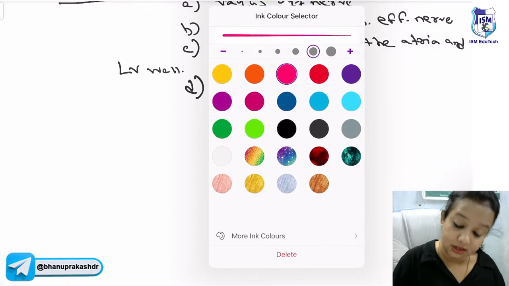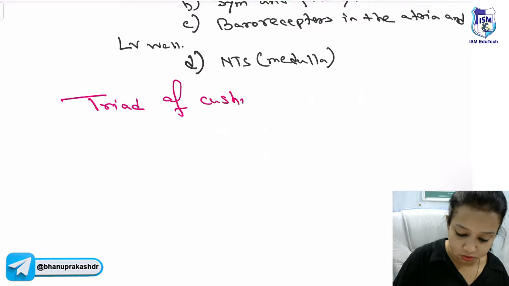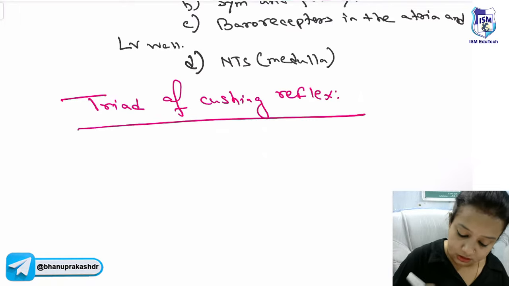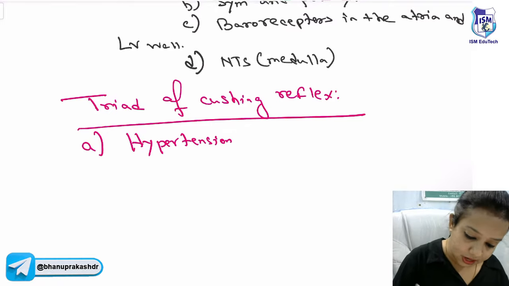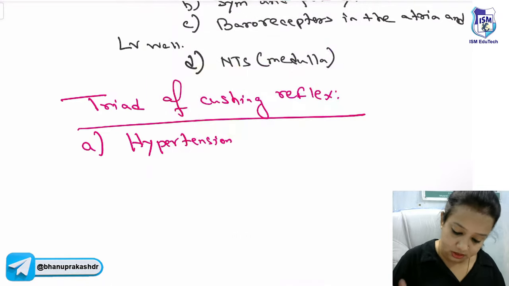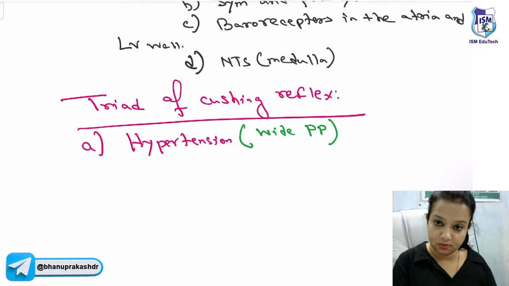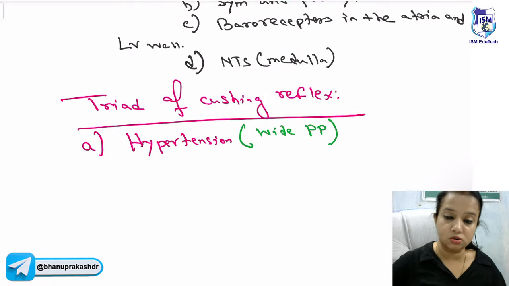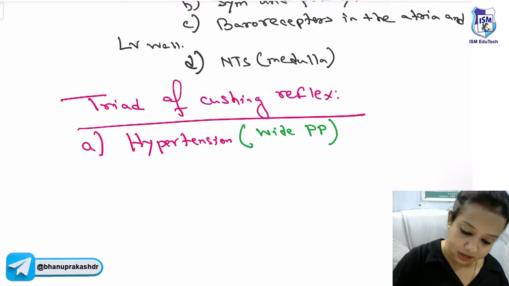The Cushing reflex has a triad of manifestation. What is the triad of the Cushing reflex? The triad is hypertension. It is systolic hypertension, very pinpoint, it is the wide pulse pressure. The gap between the systolic blood pressure and the diastolic blood pressure is huge. The systolic blood pressure may be as high as 220 to 280, whereas the diastolic blood pressure can be as low as 60. So that widened gap, the wide pulse pressure that induces hypertension is the first of the triad.